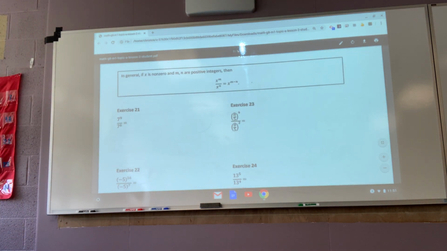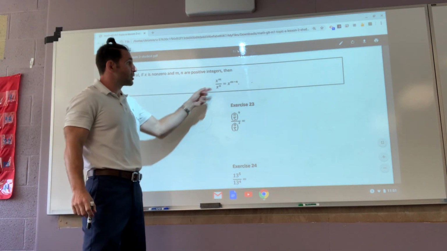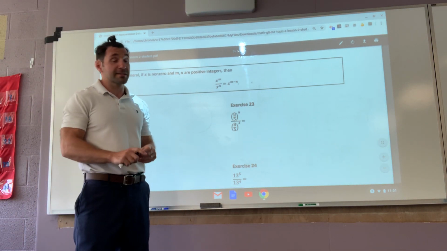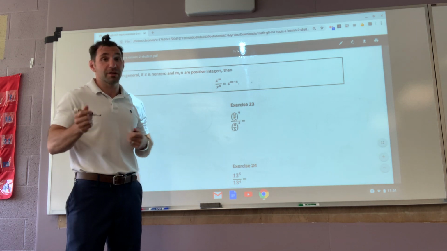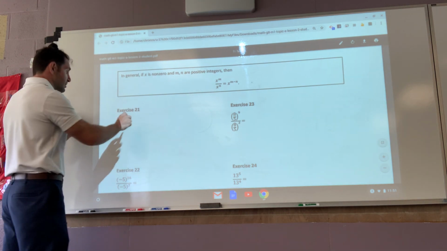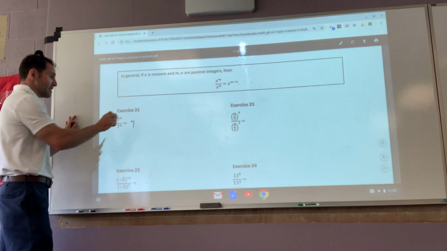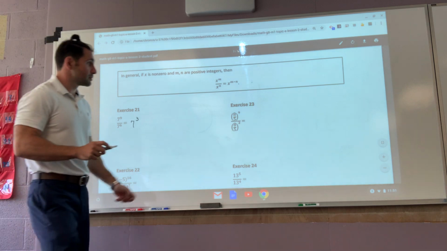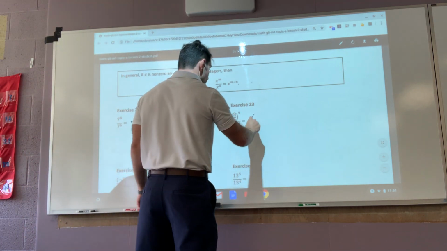So, if you've got the same base in both the numerator and denominator, you keep the base and you subtract the exponents. Plain and simple. Always the numerator from the denominator. Always. Keep the base. 9 minus 6 is 3. Keep the base. Remember, it's a fraction.